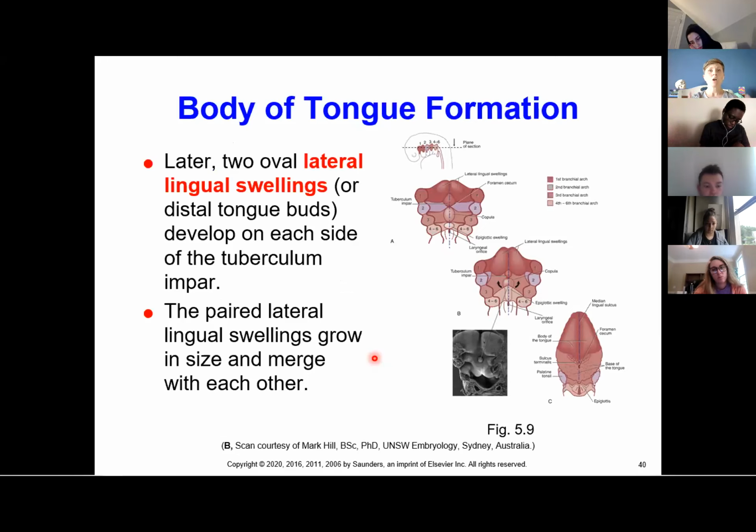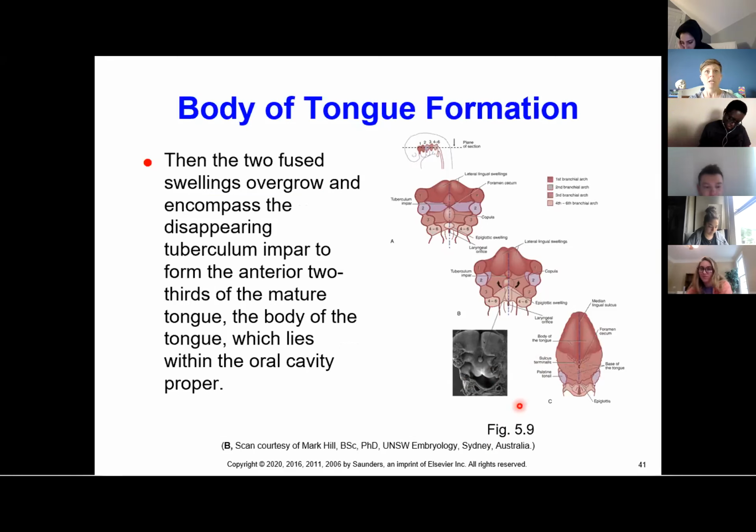So the two oval lateral lingual swellings, these little lateral lingual swellings here, or distal tongue buds, develop on each side of the tuberculum impar. The paired lateral swellings grow in size and merge with one another to form the part that we stick out at people when they're ugly to us.